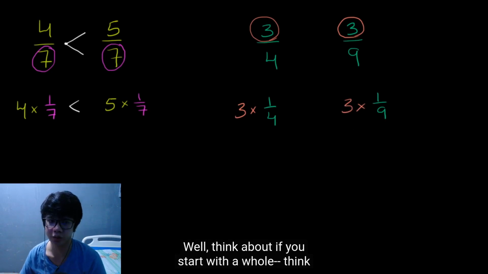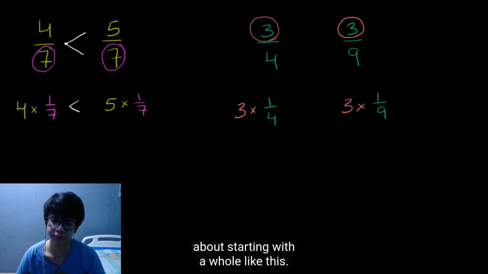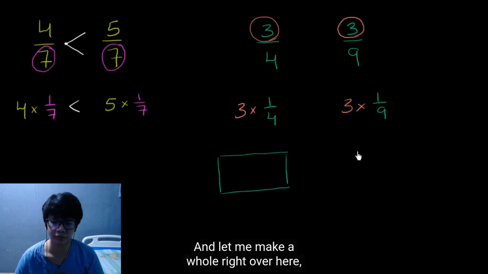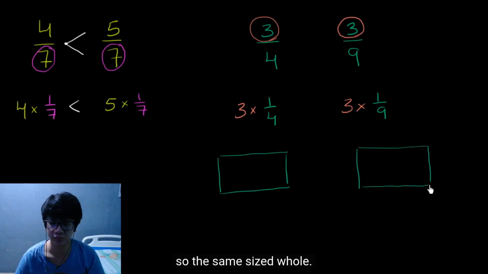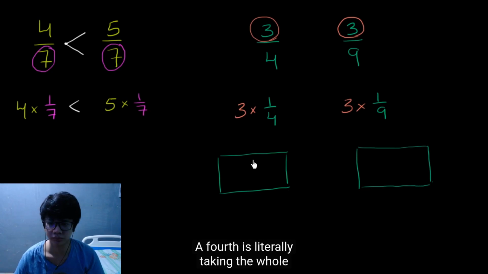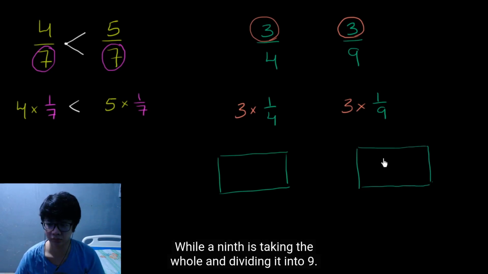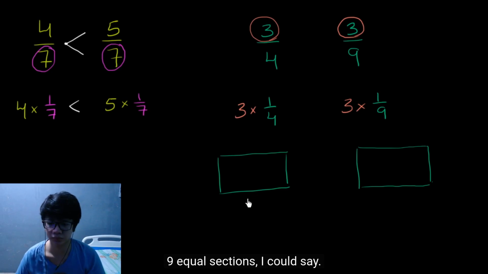Think about starting with a whole. Let me draw a whole right over here, and another whole right over here, the same sized whole. A 4th is literally taking the whole and dividing it into 4 pieces, while a 9th is taking the whole and dividing it into 9 equal sections.